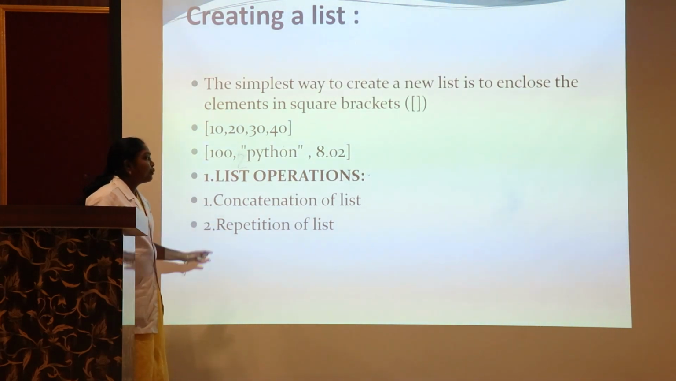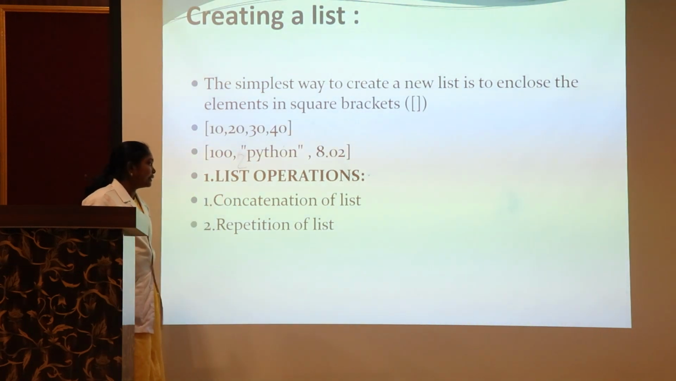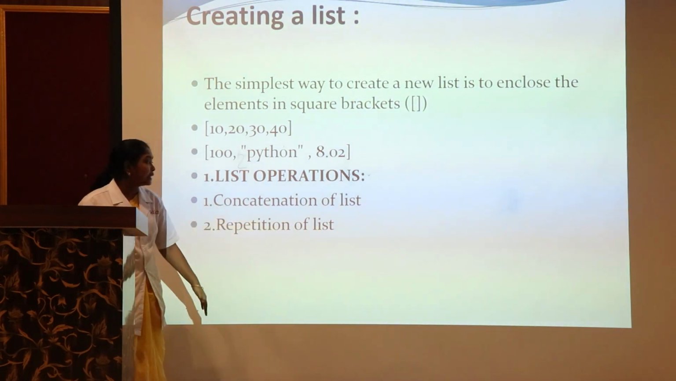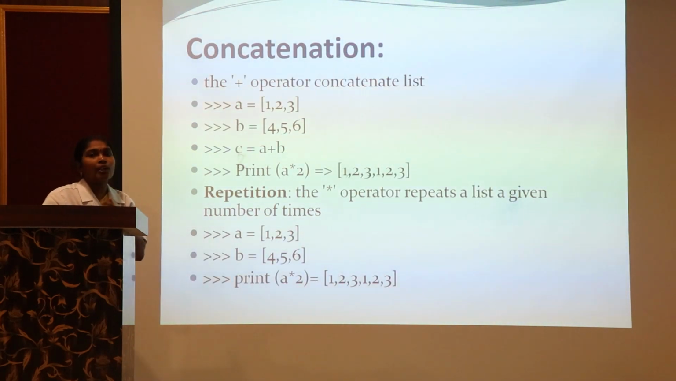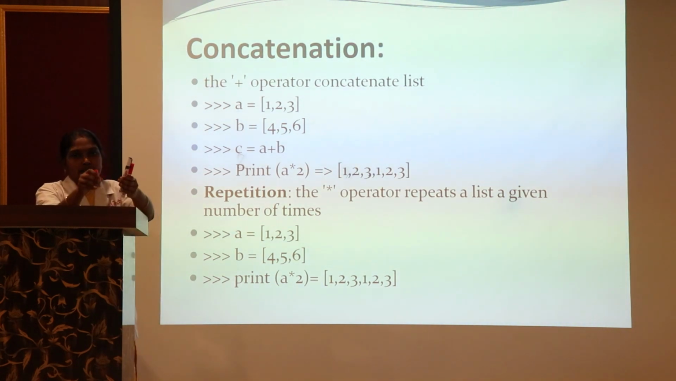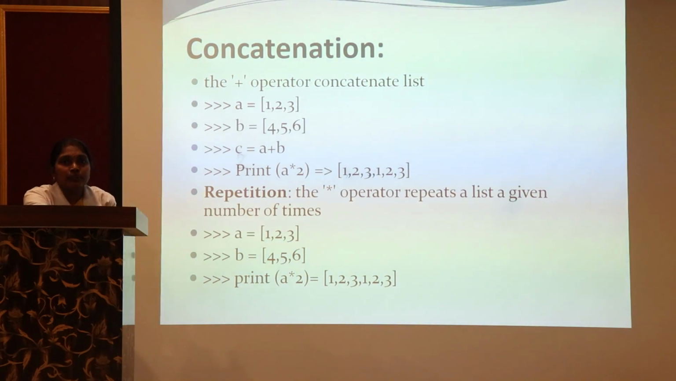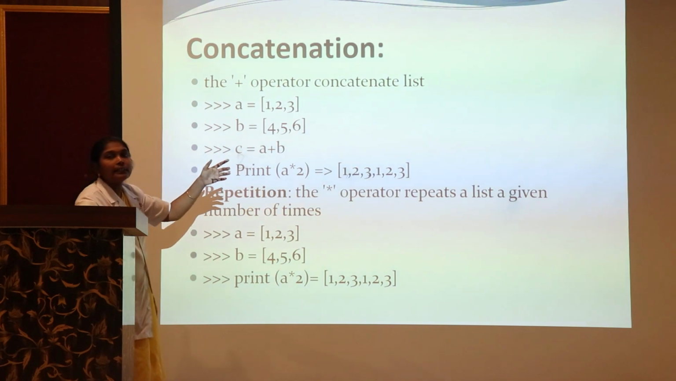Next, Python list operations. There are 2 types of Python list operations: one is the concatenation of list, and another is the repetition of list. Concatenation of list is nothing but the basic addition operator. For example, 2 plus 1 is 3. Python uses the addition operator for concatenation, to concatenate lists.